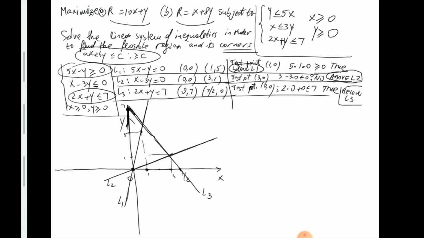Okay, so all in all, the feasible region is below L1, above L2, below L3. And so if we look carefully at the picture, that means we basically have the interior of this triangle. Right, that's the feasible region.